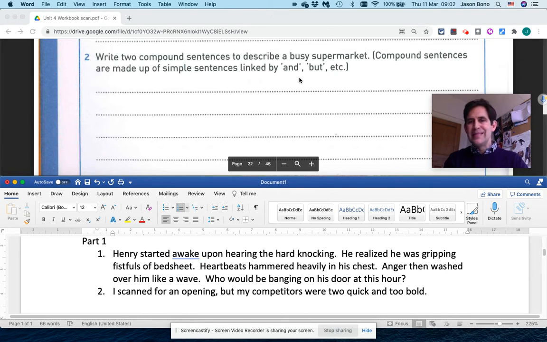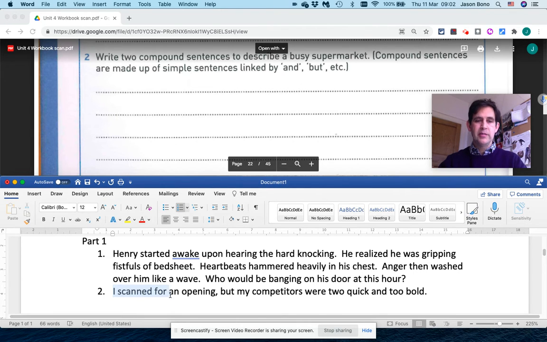Now, I'm being deliberately vague there to add a little mystery. And now I'm going to make it clear in my second compound sentence what's actually happening. "I scanned for an opening" is a sentence by itself, an independent clause. "My competitors were too quick and too bold." That stands by itself, and then I'm adding a comma and conjunction to join them together. That makes it a compound sentence. I scanned for an opening, but my competitors were too quick and too bold.